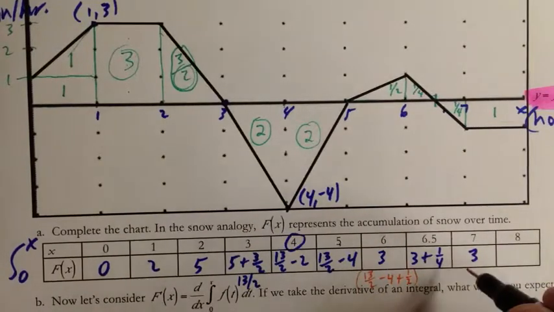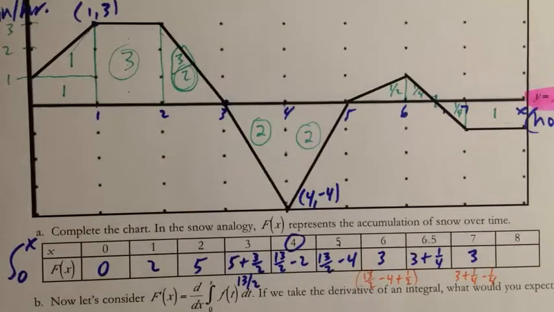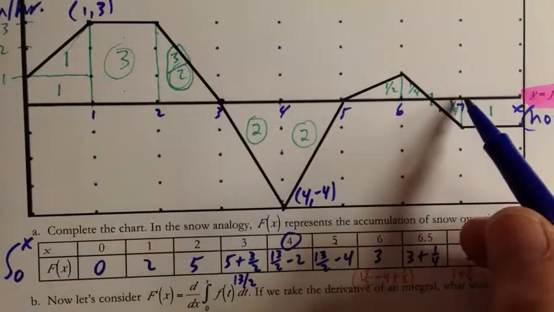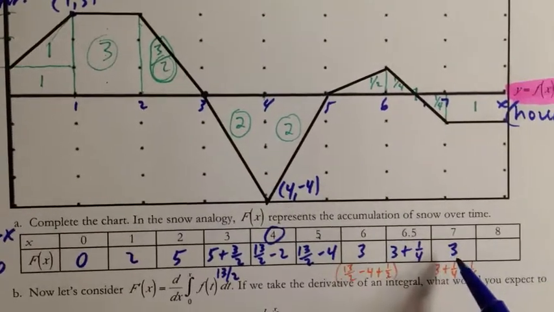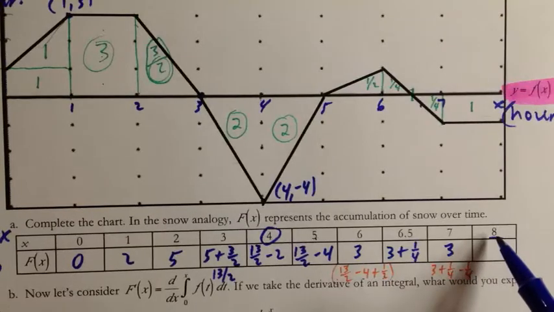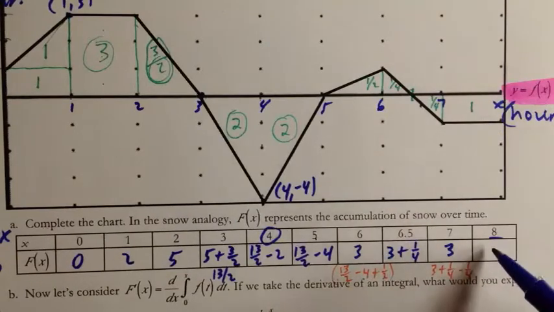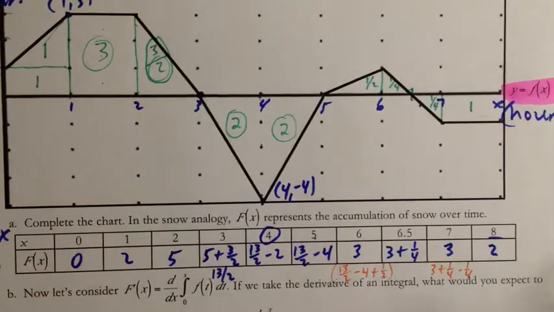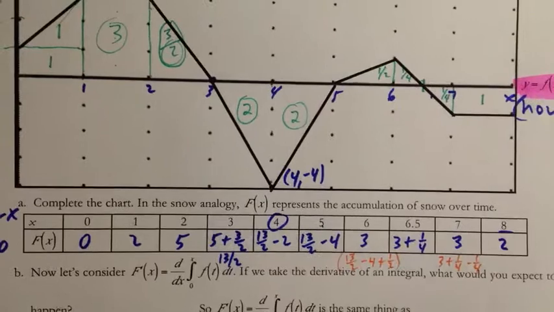And so I should indicate that right there. It's the 3 plus 1/4, and then we have to subtract the area below the curve. And then finally we have that 3 inches, total inches, that have fallen, or that have accumulated, I should say, between 0 and 7. And then finally, when x is equal to 8, the integral from 0 to 8 would be 3 minus the 1, or 2. Okay? An interpretation of what those numbers mean is a very important thing as well.